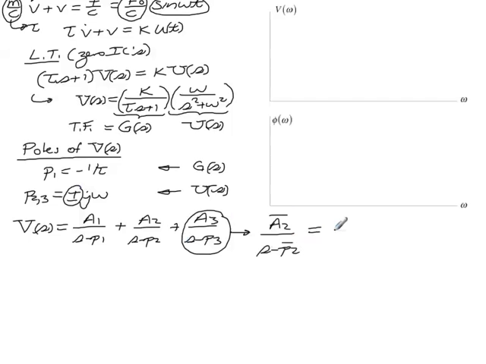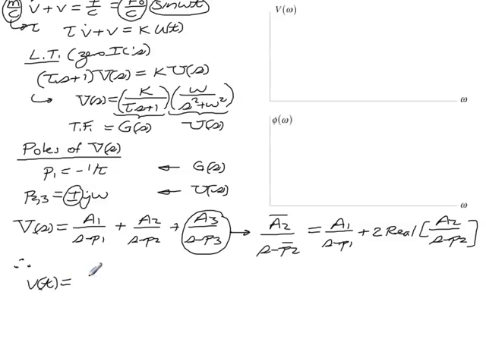So what we have therefore is A1 divided by s minus P1, plus twice the real part of A2 divided by s minus P2. Very much a standard thing by this point when we know that we have complex conjugate poles. So therefore, our process is to take the inverse Laplace of that.